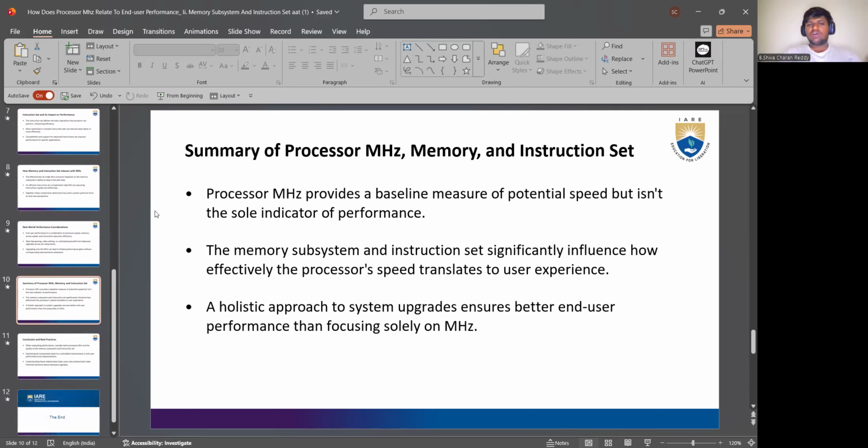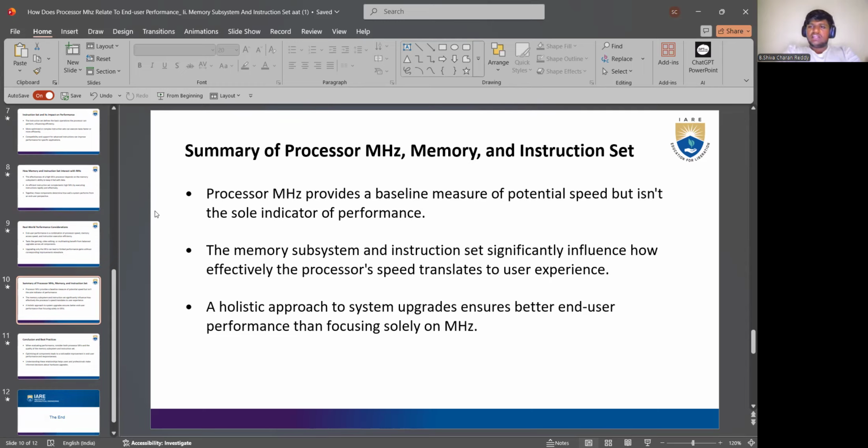Coming to next, summary of processor megahertz, memory, and instruction set. Processor megahertz provides a baseline measure of potential speed, but it isn't the sole indicator of performance. The memory subsystem and instruction set significantly influence how effectively processor speed translates to user experience. A holistic approach to system upgrades ensures better end user performance than solely focusing on megahertz.